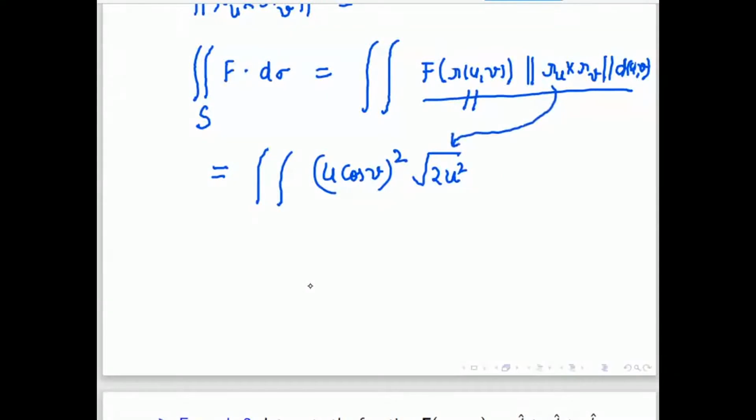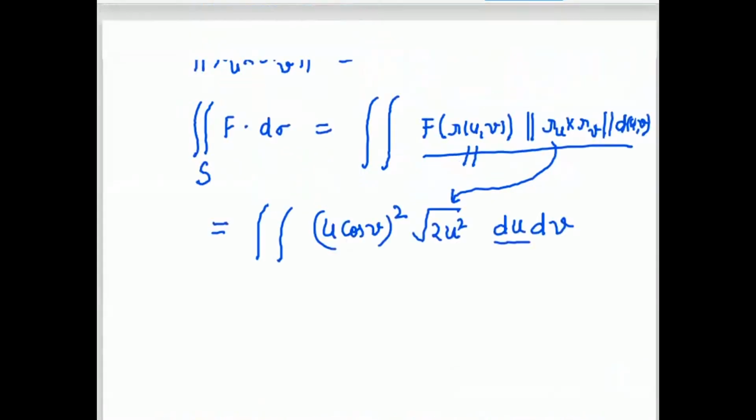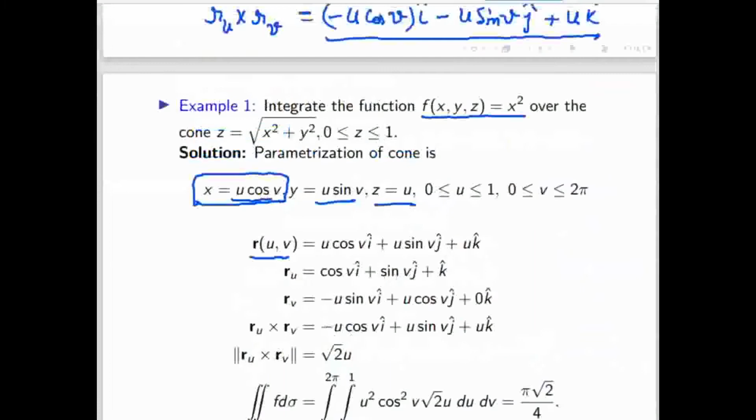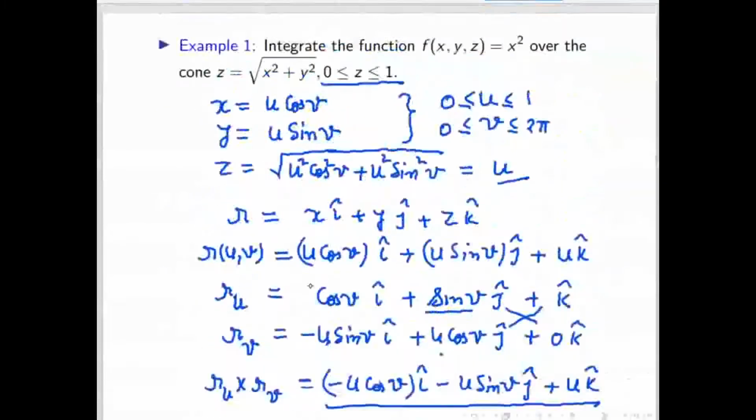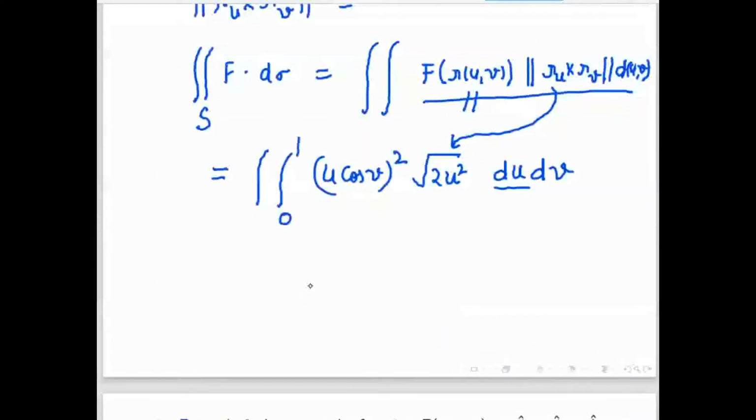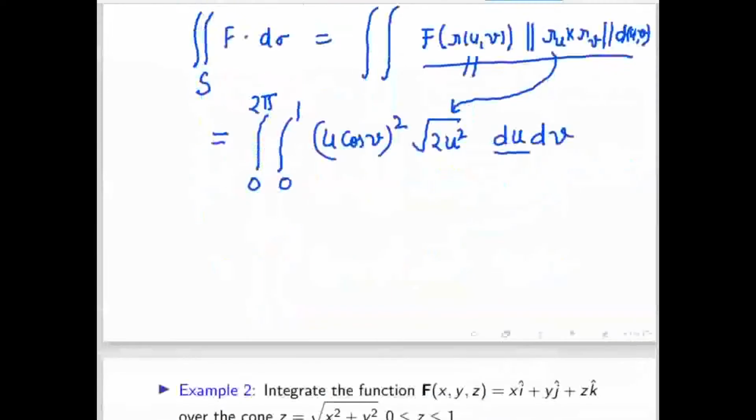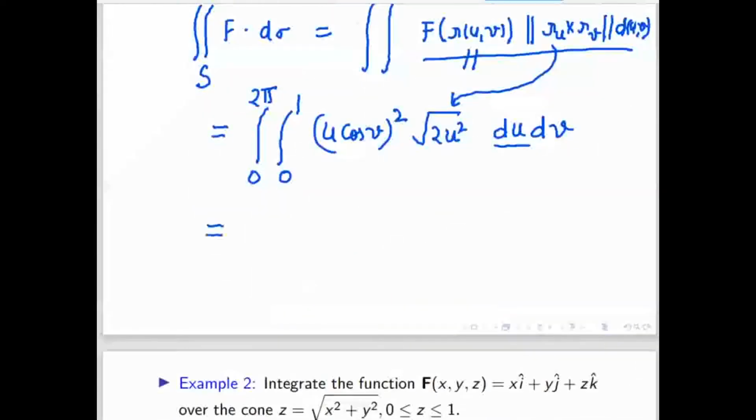And then du dv. If I write it this way, then I apply the limit of u first and then the limit of v. If I write it in reverse, then I have to apply the reverse order of limits. So u is from 0 to 1 and v is from 0 to 2 pi. These are the parametric limits here. Once you integrate this, you will get the surface integral of that function over this given cone.